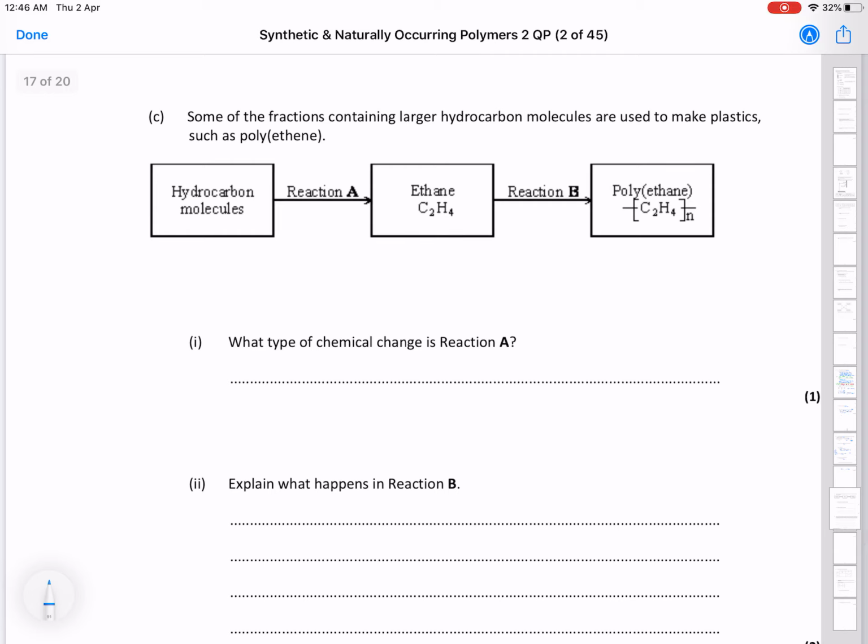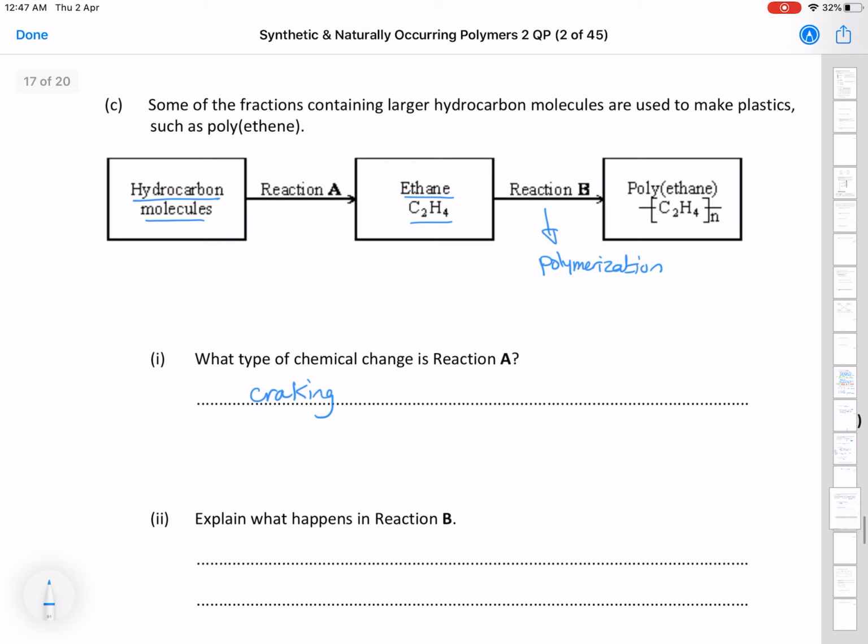Okay, some of the fractions containing larger hydrocarbon molecules are used to make plastics, such as polyethene. What type of chemical change happens in reaction A? Large hydrocarbon molecules, then I'm extracting the ethane over there. So I would suggest reaction A to be cracking or thermal decomposition. Actually, cracking is thermal decomposition because we are breaking molecules by heat. So cracking. Okay. Explain what happens in reaction B. Obviously, guys, reaction B is polymerisation. Well, you know what, this is not ethane, C2H4, oh, that's a mistake in the sheet. C2H4 is ethene, okay? And this process where I'm getting ethene from hydrocarbon molecules is called cracking.